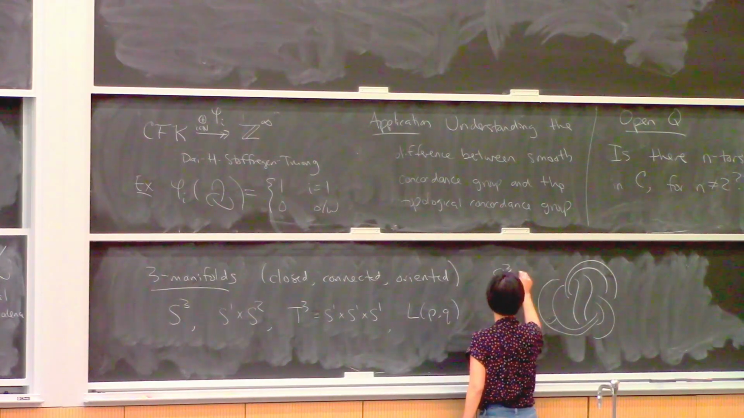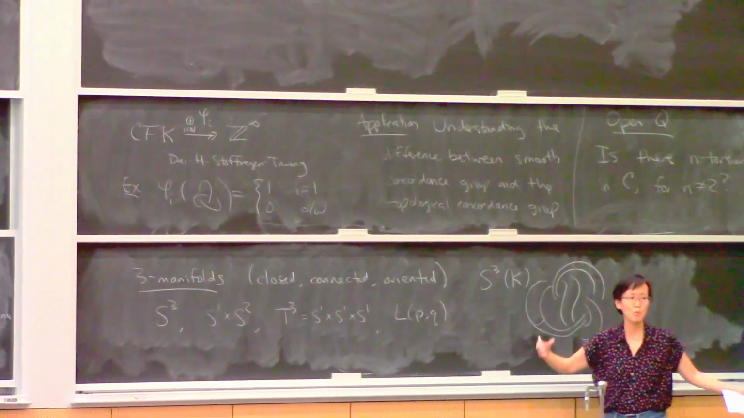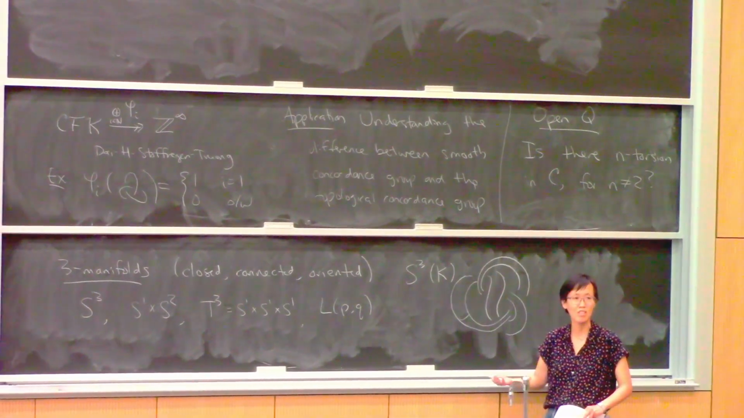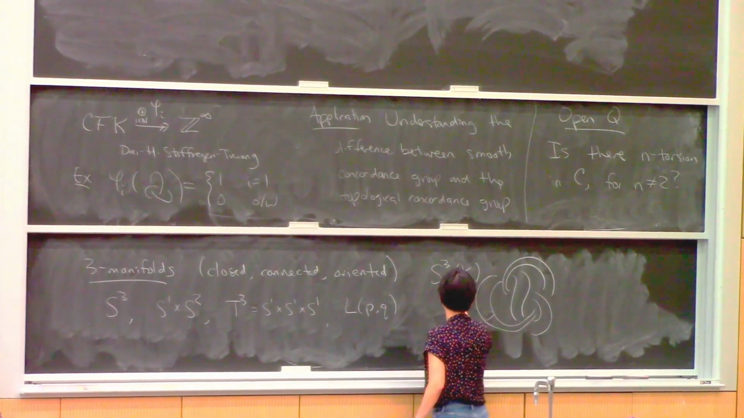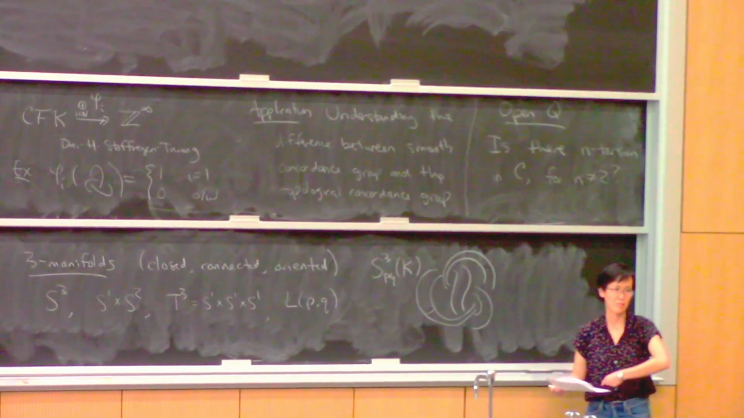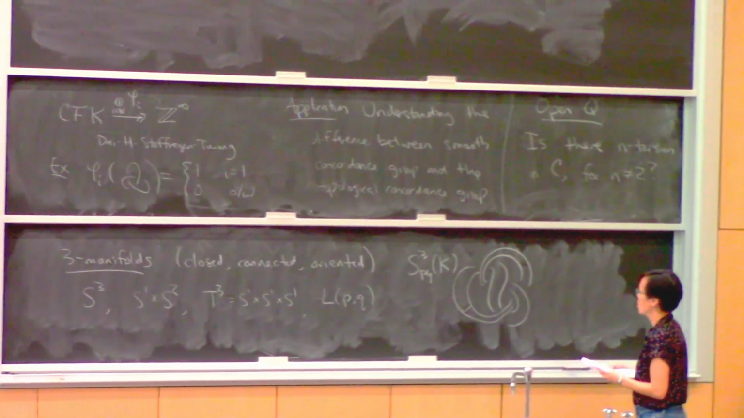So that's S3. We cut out our neighborhood of K, and then it turns out the different ways to glue your solid torus back in are parameterized by the rational numbers. So the rational numbers are just telling you the map from the torus to itself. So that's knot surgery. Great.